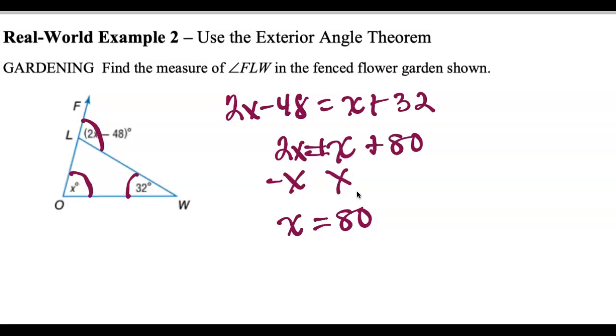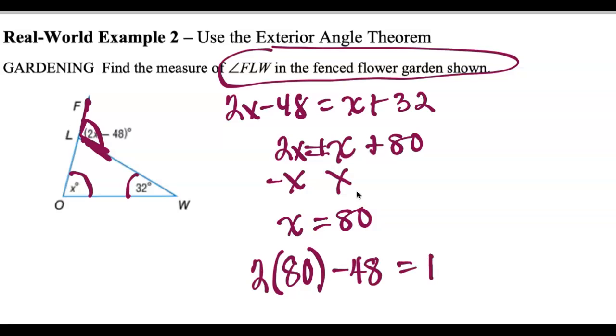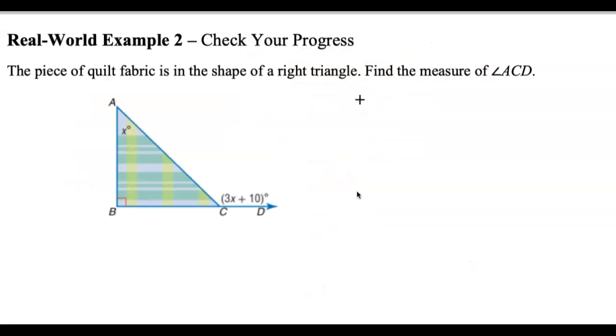So it asks us to find the measure. Again, with geometry, you always have to go back and make sure you've answered the question they're looking for. In this case, they wanted us to find the measure of FLW. FLW is this outside one. So to do that, we're going to take 2 multiplied by 80 and then subtract 48, and I got 112 degrees.